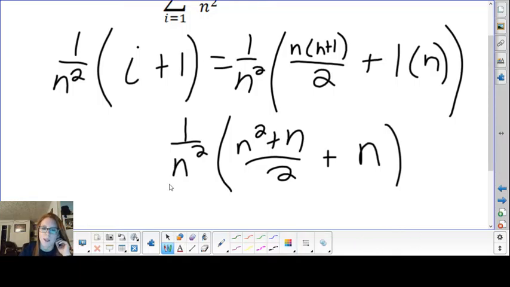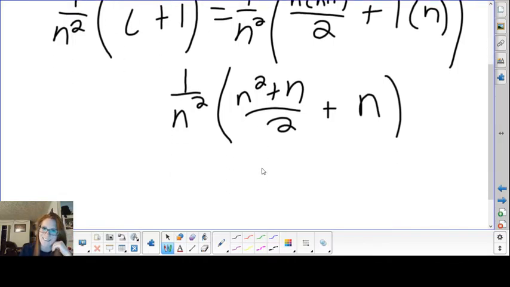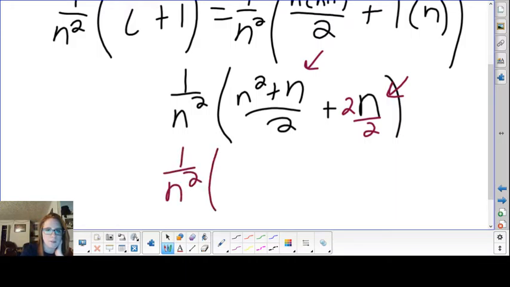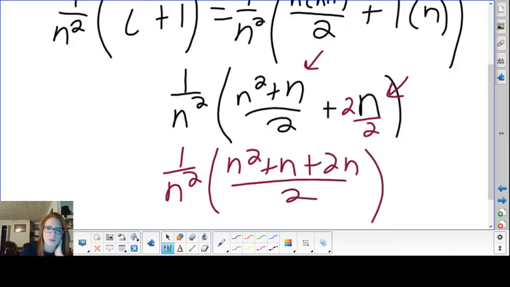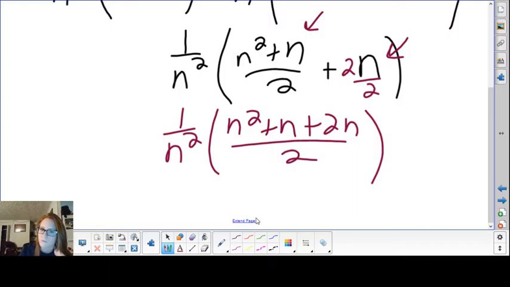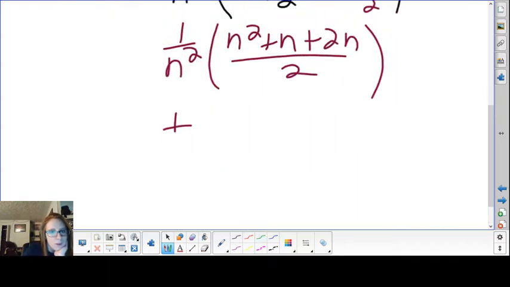Well, again, I want to combine my terms before I multiply in that 1 over n squared. So what I want to do is get this guy to add with this thing. Well, this brings in my rules of fractions. Technically, right now, he's divided by 1, so I'm going to turn him into 2 over 2. Which gives me 1 over n squared times n squared plus n plus 2n all over 2, which allows me to do that adding. So 1 over n squared times n squared plus 3n divided by 2.